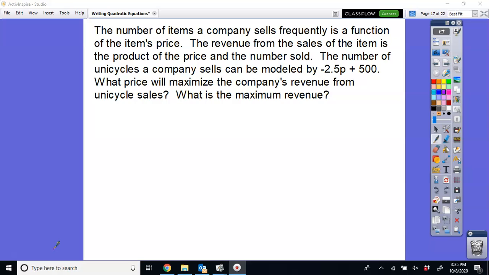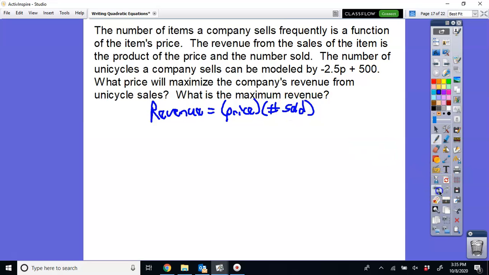The number of items a company sells frequently is a function of the item's price. What that means is if you're selling something, if you raise the price, you could lose sales. If you lower the price, you could gain sales. But there is a function there, meaning there's a certain kind of relationship between the price and the number that you sell. And that also creates another relationship called revenue. Revenue from the sales of an item is the product of the price and the number sold. This is something that'll benefit you well if you know this particular little saying. Revenue, basically, is equal to price times number sold.